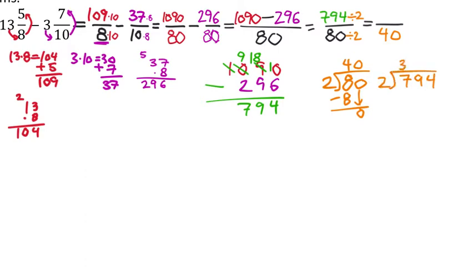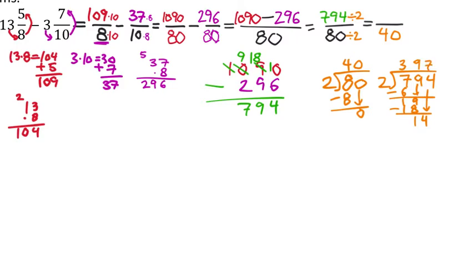2 goes into 7 3 times. 3 times 2 is 6. Subtracting it, 1, drop the 9 to make that 19. 2 goes into 19 9 times. 9 times 2 is 18. So I'll subtract that. 9 minus 8 is 1. Drop the 4 to make that 14. 2 goes into 14 7 times. So I end up with 397.